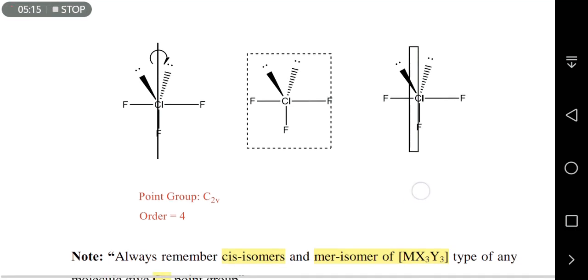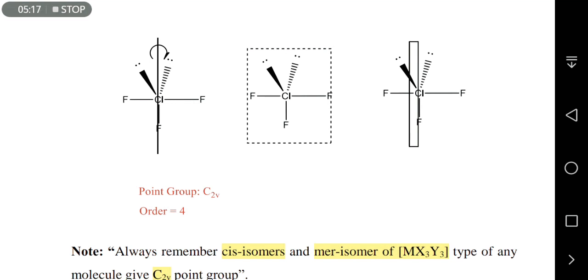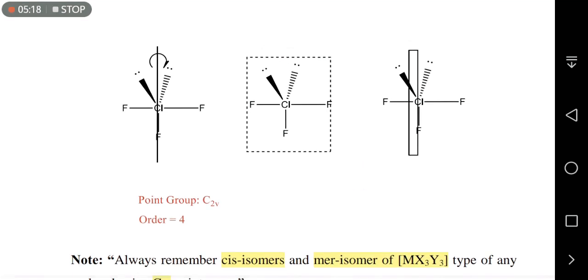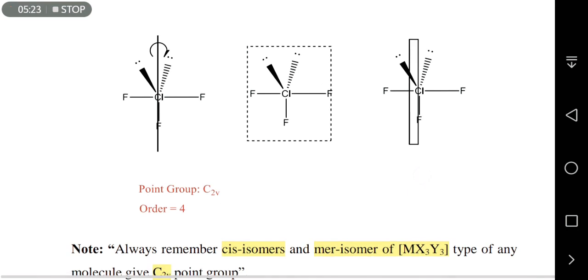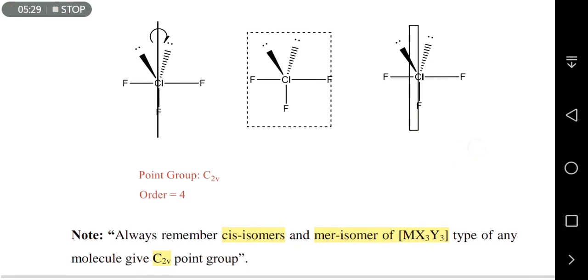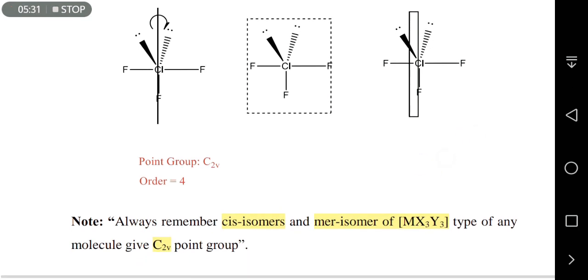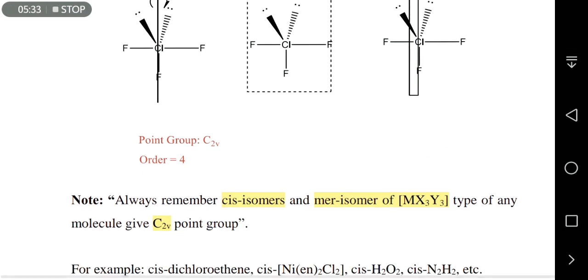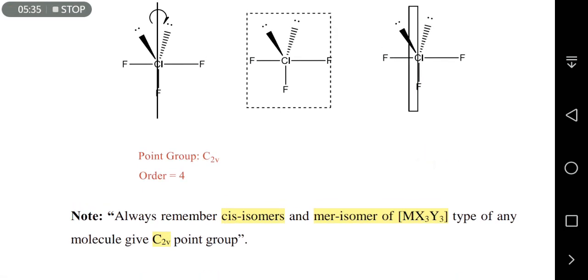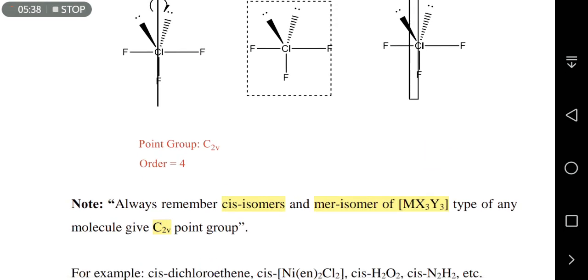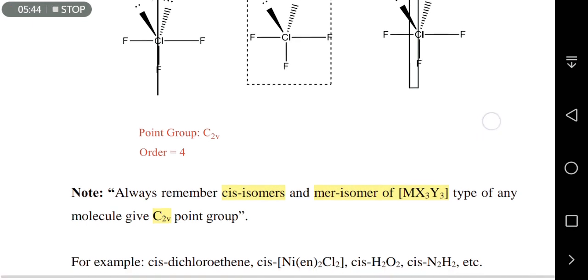You can see here in the first case there is one vertical plane which is bisecting all the four atoms, three fluorine and chlorine atoms, and another vertical plane which is bisecting chlorine and fluorine atoms, and both fluorine atoms are reflecting each other. So what is the point group of this molecule? C2V, and the order of this molecule is 4. So the symmetry elements must be identity, Cn, that is C2, and sigma v' and sigma v''.